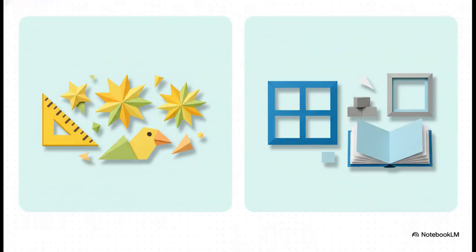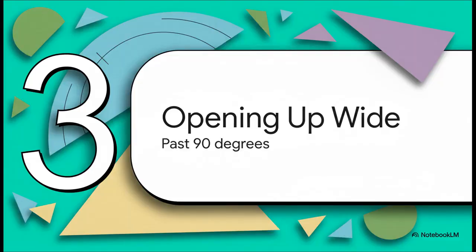So let's do a quick side-by-side. If it's a sharp, pointy corner that's smaller than a perfect square, it's acute. If it is that perfect square corner, it's a right angle. See the difference? Less than 90 versus exactly 90. So, we've covered the tight, sharp corners. But what happens when our lines keep opening up, swinging right past that perfect 90-degree mark? Well, that's where things get a little more relaxed.